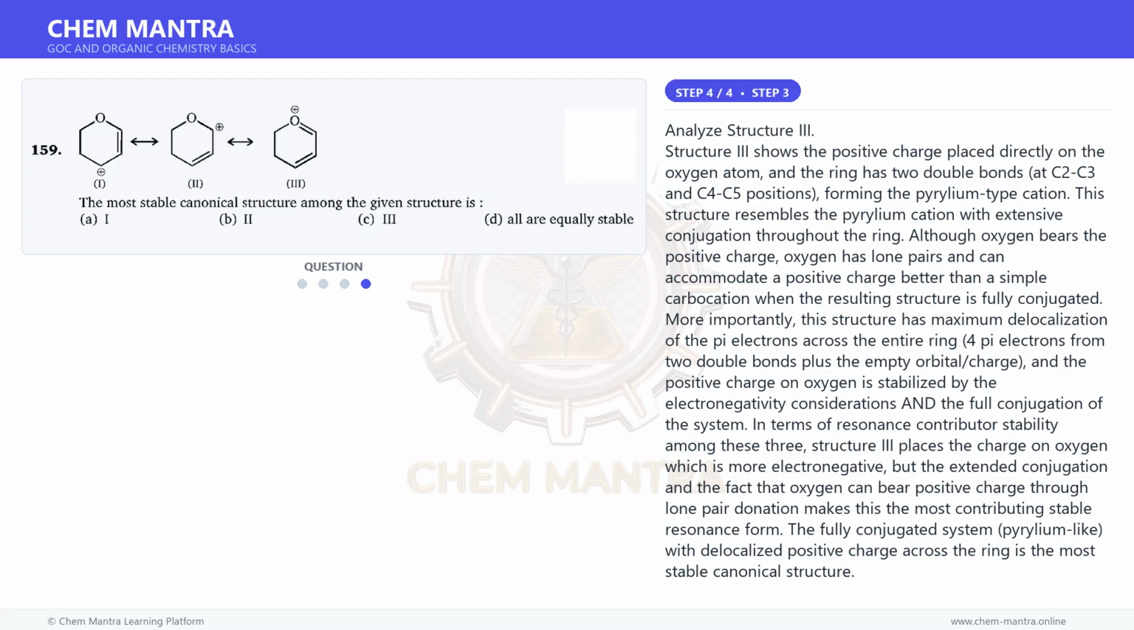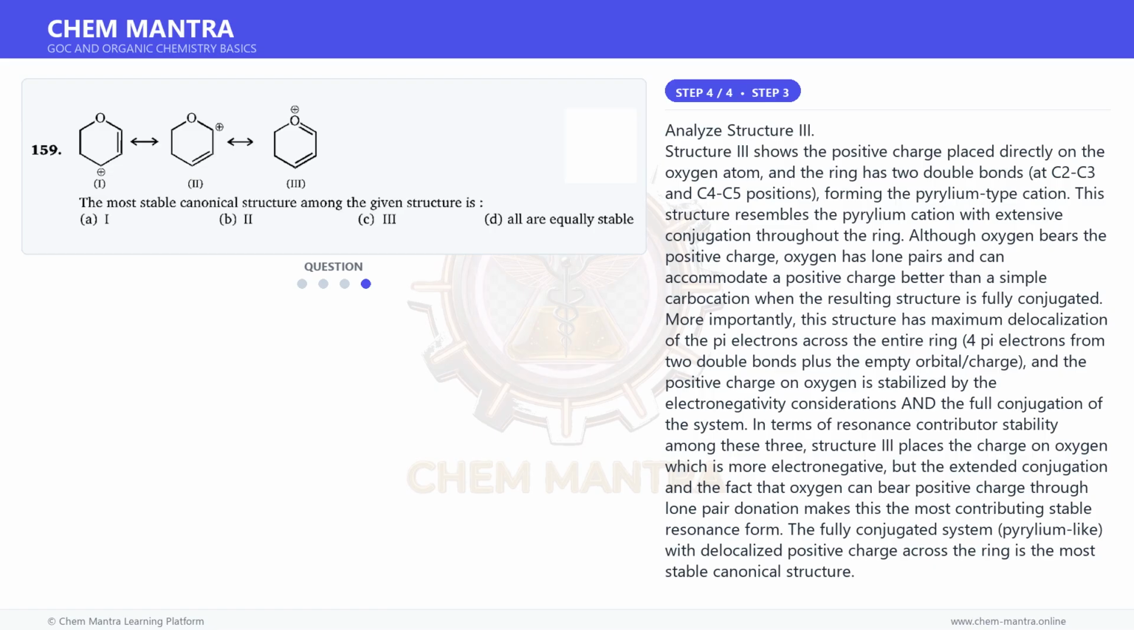And for the final step, analyze structure 3. Structure 3 shows the positive charge placed directly on the oxygen atom, and the ring has two double bonds at C2, C3 and C4, C5 positions, forming the pyrylium-type cation. This structure resembles the pyrylium cation with extensive conjugation throughout the ring.